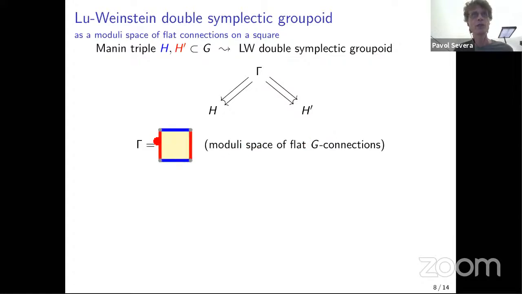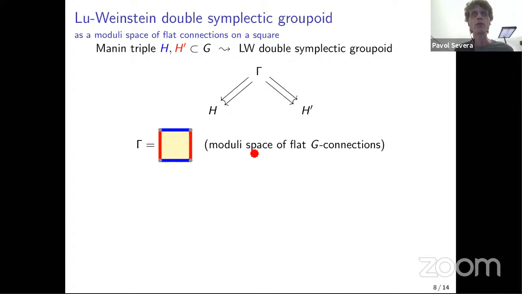Probably the easiest way to describe it is as a moduli space of flat connections. That's the reason why I'm talking about it here. We take flat G connections on a square, but with some boundary conditions. I want this connection on those blue sides to have values in H, and on those red sides to have values in H prime. So gamma is this holonomy, which is in H, and another which is in H prime, and another in H prime, and another in H, plus a condition, that this times that is equal to that times this. That's exactly the description of Lu-Weinstein of this double groupoid.